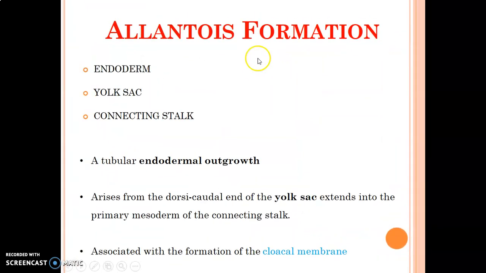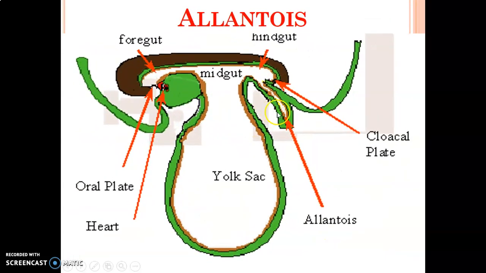Then we go to the allantois. The allantois comes from the endoderm, and it's a protrusion from the yolk sac. So it's a tubular endodermal outgrowth from the dorsal end of the yolk sac. Then usually it will extend into the primary mesoderm of the connecting stalk. So an endodermal outgrowth from the dorsal end of the yolk sac extending into the primary mesoderm of the connecting stalk, and it's associated with formation of the cloacal membrane towards the anal opening.